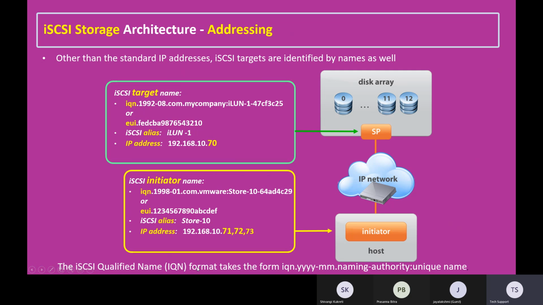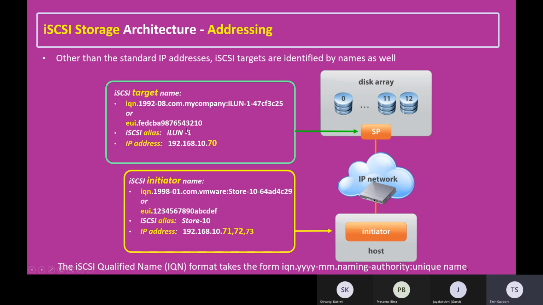The iSCSI qualified name format takes the form of IQN. You can see the IQN and year. The example year is showing as 1998, and here the example year is 1992. Generally, the IQN addressing format is always like this: IQN dot year hyphen month dot domain. Domain here is .com, and my company is the subdomain. Suppose in our lab, demolab.com. .com is the primary domain and demolab is my company.